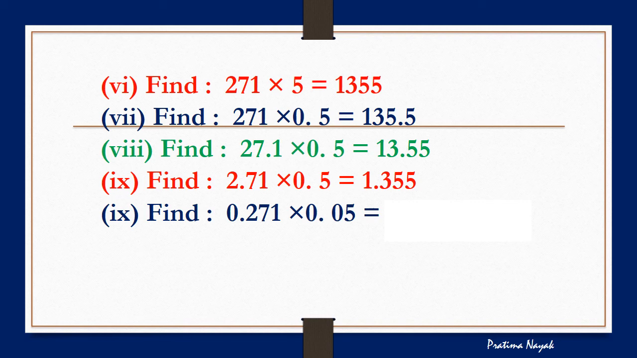Now guess what? In 0.271 there are three digits after the decimal. In 0.05 there are two places after the decimal. So the total will be 3 plus 2, which is 5. But we have got only 1355. So we'll put another zero to the left of the number. So the result will be 0.01355.